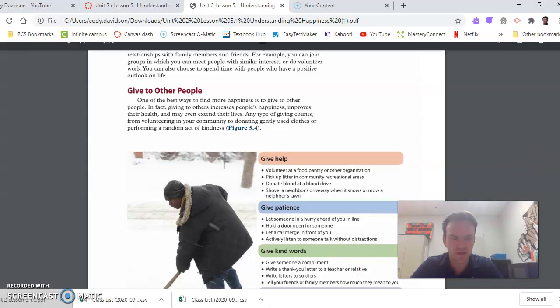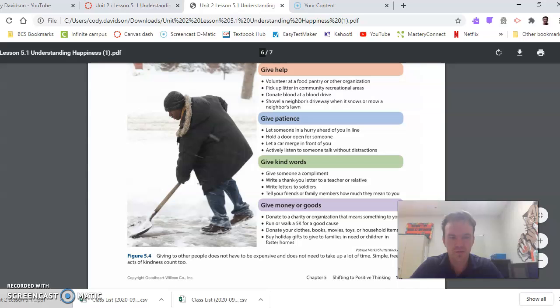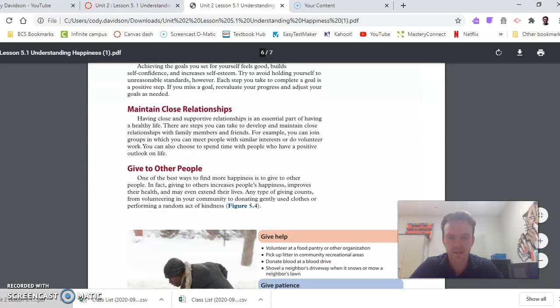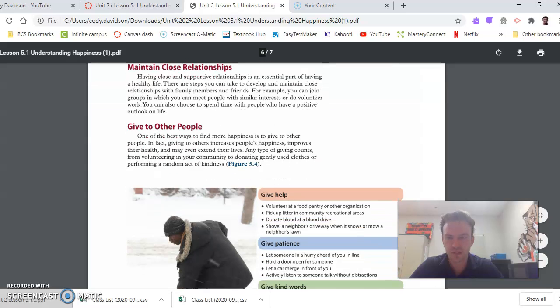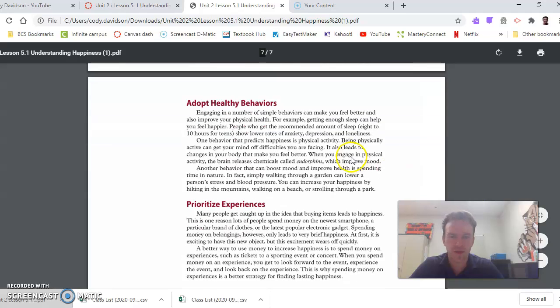Actively listen when someone's talking without distractions. Being a good listener is so huge. To feel like somebody's listening to what you say and giving you good feedback is great. Give money or goods. I know you guys might not have a lot of money right now, but you can do other things. Donate your old clothes or books or toys you're not using anymore to kids in need, things like that.